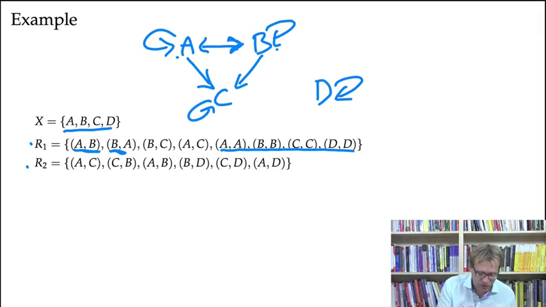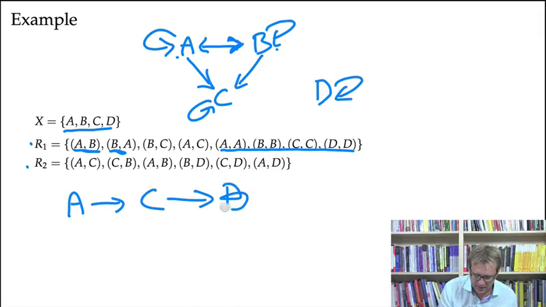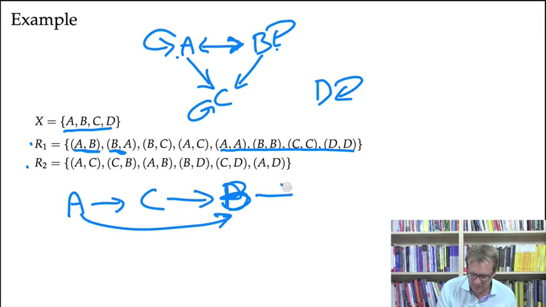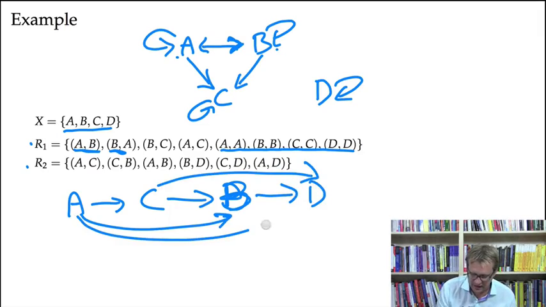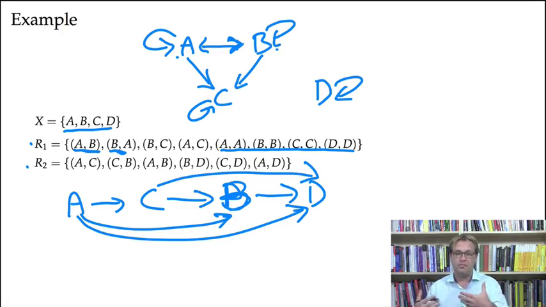What about R2? In R2, we have A is related to C, C is related to B. So we also have A is related to B. B is related to D. So we get C is related to D. And finally, A is related to D. So R2 represents a situation in which there's a linear ordering. A is related to C, which is related to B, which is related to D. And those orderings are strict, meaning that A is related to C, but C is not related to A.